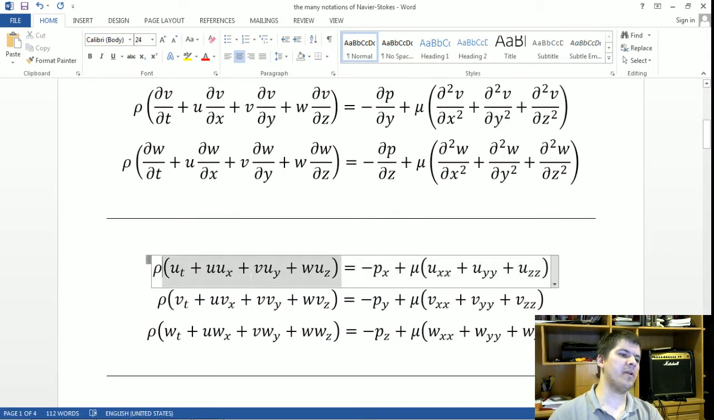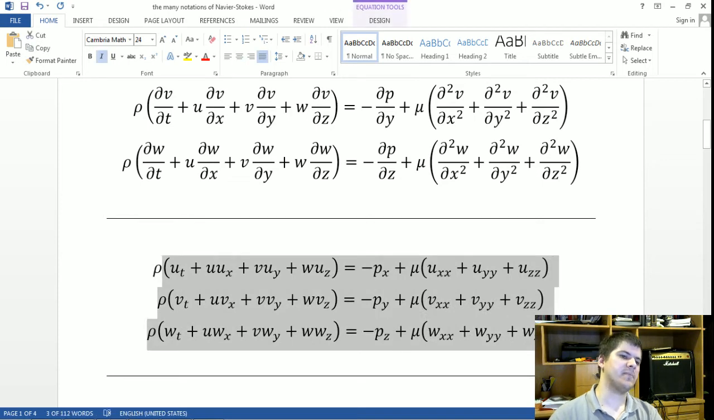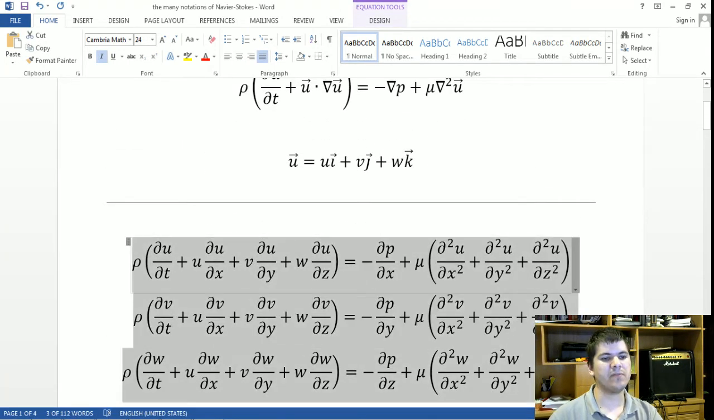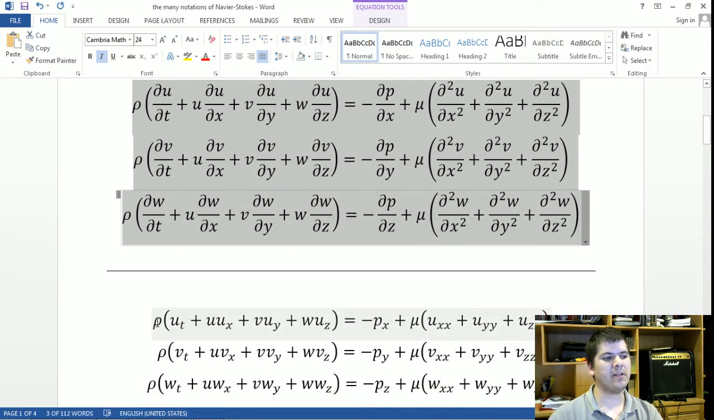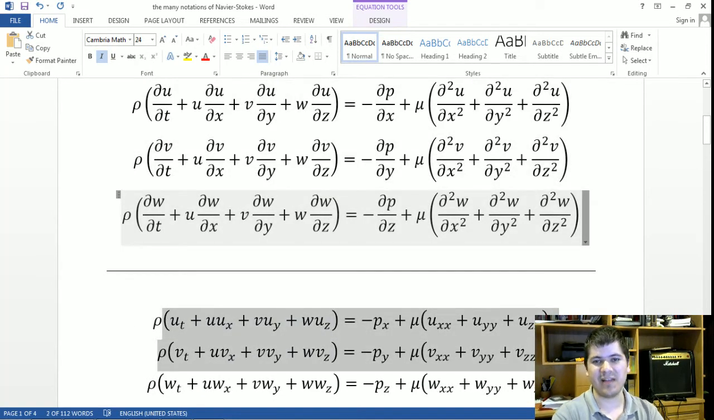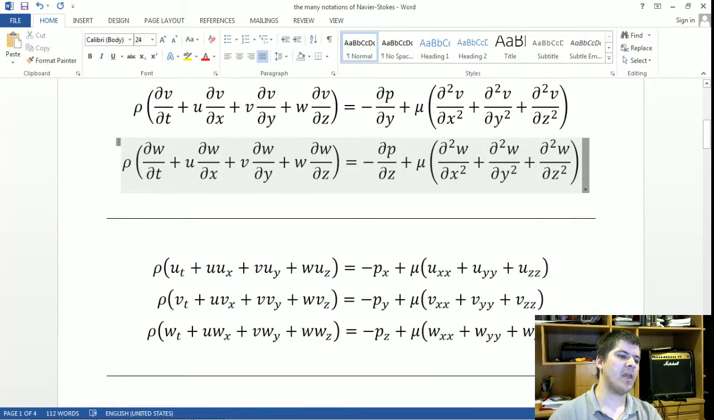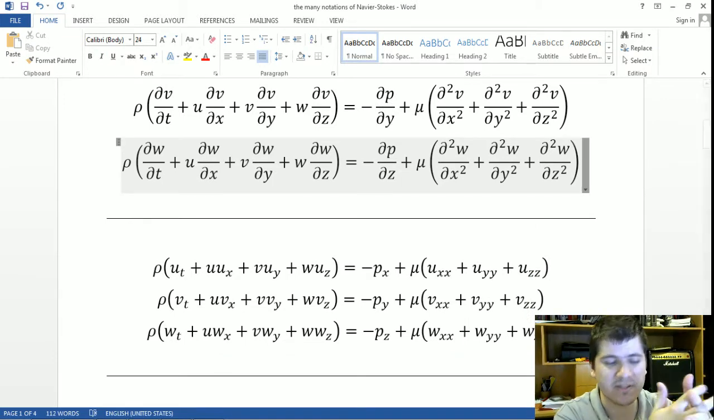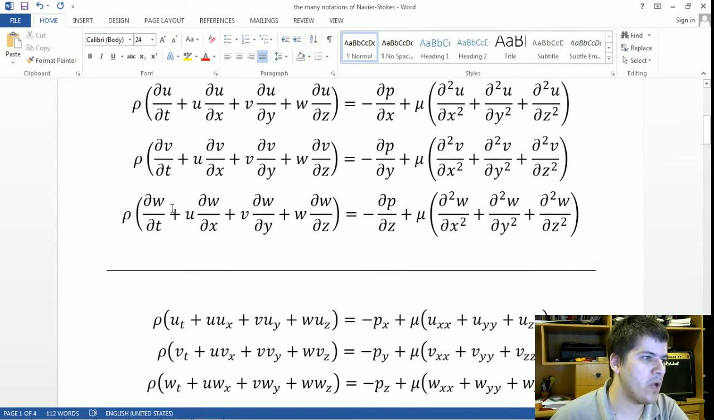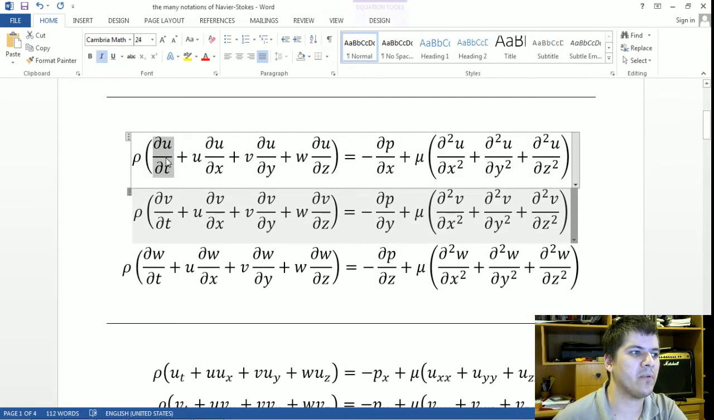So this form here is actually just the same as this form, but is written in a more compact way. Mathematicians like this form very much. You often see in books of fluid mechanics written by mathematicians this form, in which take, for example, the partial derivative of u with respect to t. Here you have the partial u divided by partial t.